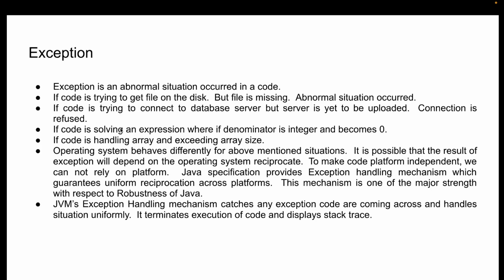Next, if code is solving an expression where the denominator is an integer and becomes 0. So see what happens. Suppose you are dividing any number. So you have the numerator part and you have the denominator part. And what happens at runtime, basically you provide the value of the denominator as 0. So what happens? Division by 0 in mathematics is not possible, right? So in that case, you will get some kind of arithmetic exception. We'll see through these examples, but this is an abnormal situation.